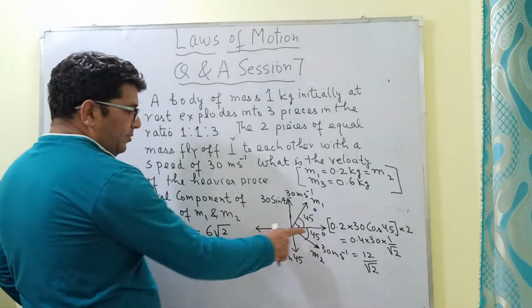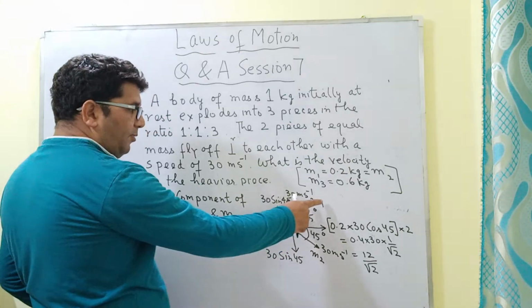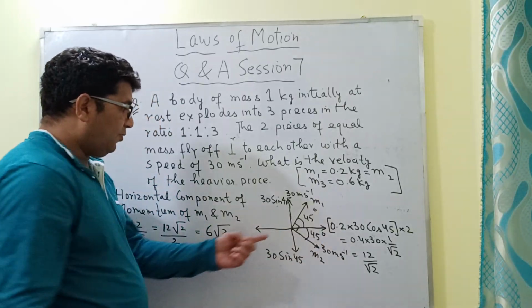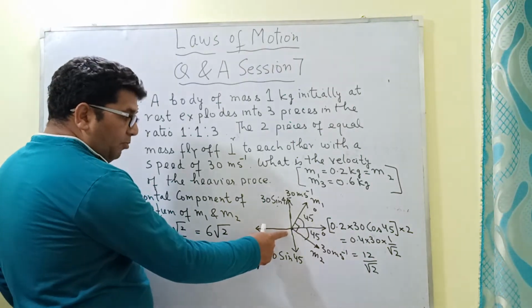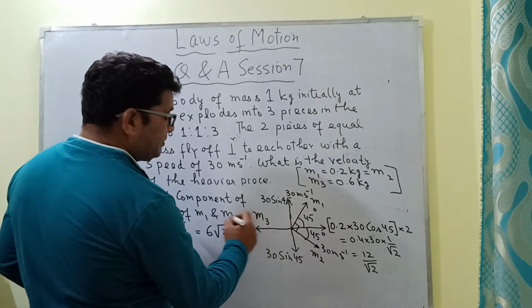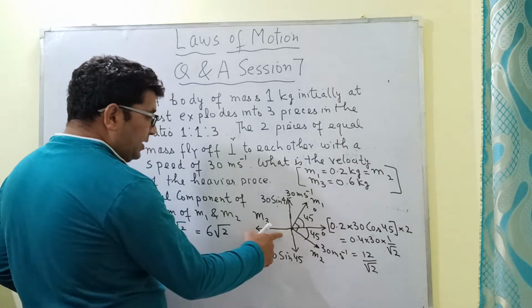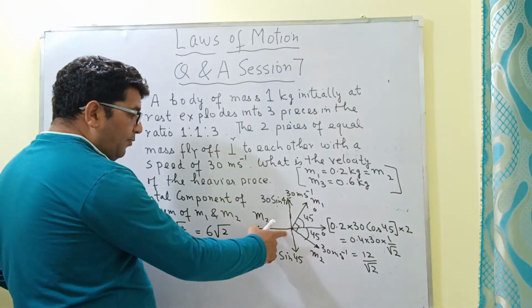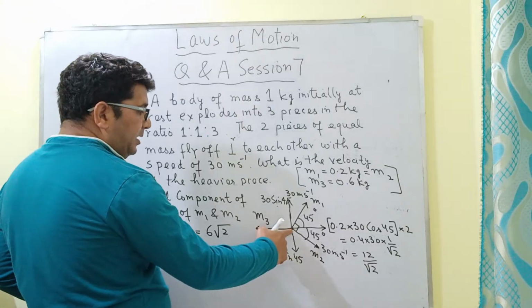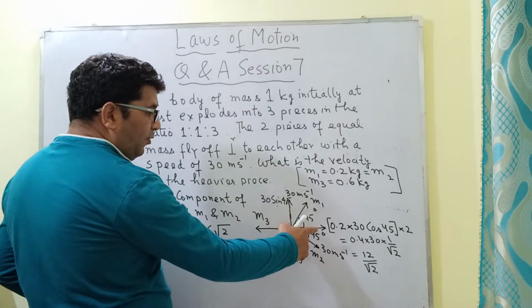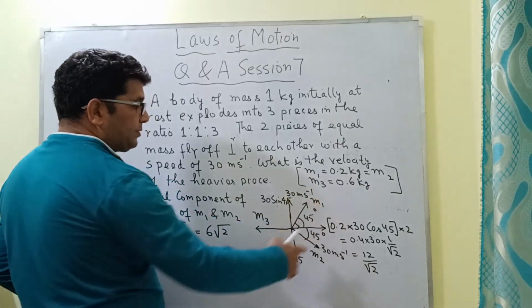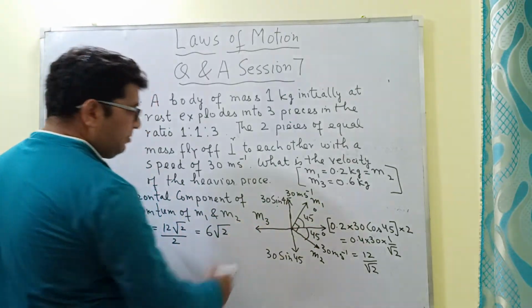this horizontal component of the momentum of this mass m1 and m2 will be equal to the momentum of this mass m3. ठीक है, and this mass will move or it will fly off in this direction, that is it will be in the opposite direction of the horizontal component of the velocity of this mass m1 and m2. तो ये इस डायरेक्शन में जाएगा.